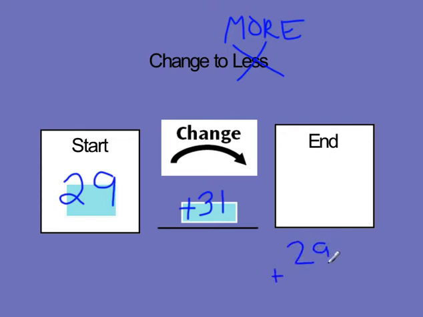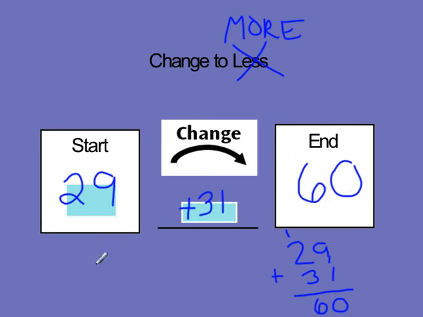9 plus 1 would be 10, so we're going to drop the 0 and carry the 1 in the tens place. 1 plus 2 is 3. 3 plus 3 is 6, so 60 would be our total amount. Now ask yourself, does that make sense? It does, because he started with a certain amount of money, he got more money, so it would make sense that our ending number would be a bigger number.